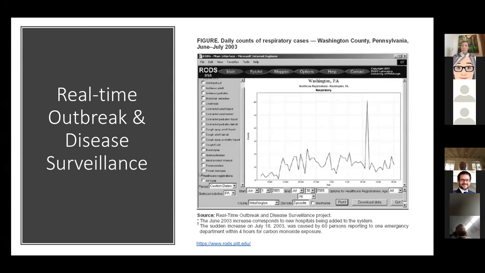This is the RODS lab that I was affiliated with at the University of Pittsburgh. In this graph, you can see patients coming to hospitals in this county with respiratory problems, and then there was a big peak. It's multiple hospitals, so you might not realize with one hospital that there's something going on in the community you didn't know about. But if you can aggregate multiple hospitals, then you can ask, what happened there? Is there an outbreak happening? Is there a bioterrorism event? This one was, in fact, one emergency department that had a bunch of people come in with carbon monoxide exposure.